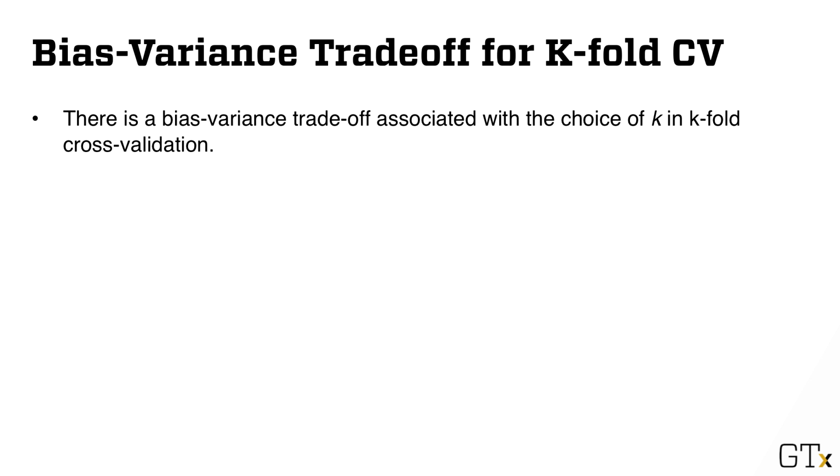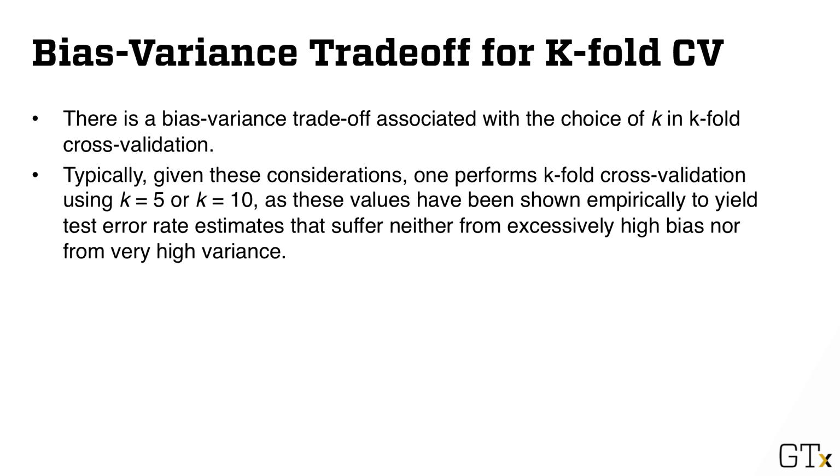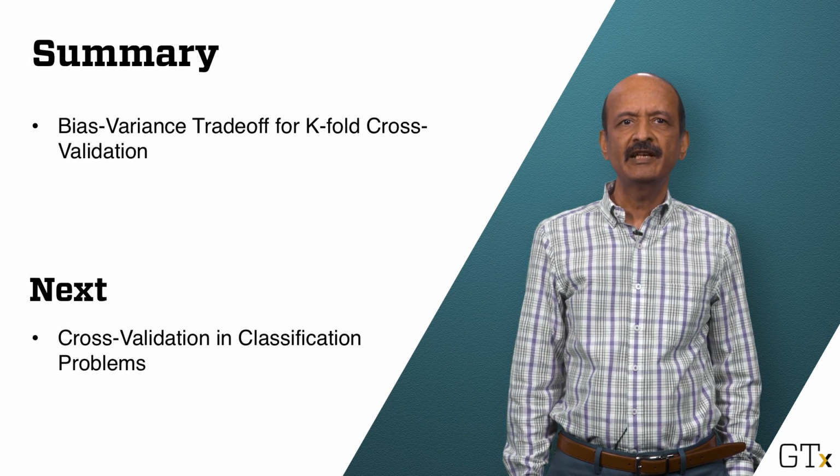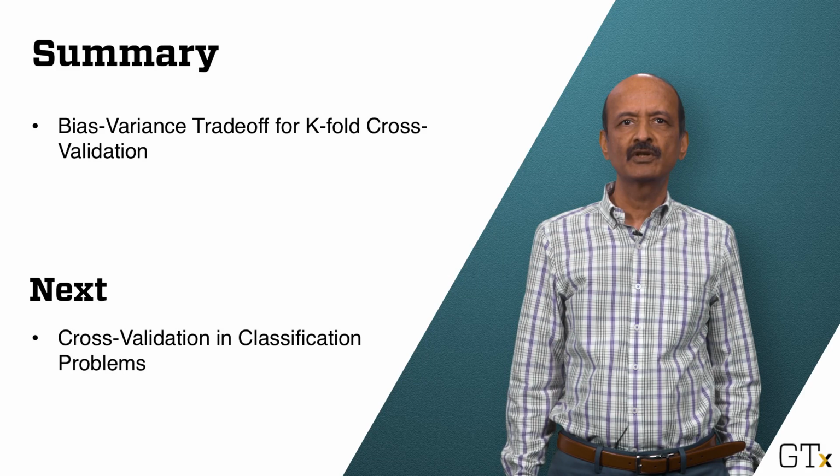There is a bias variance trade-off associated with the choice of k in k-fold cross-validation. Typically, given these considerations, one performs k-fold cross-validation using k equals 5 or k equals 10, as these values for k have been shown empirically to yield test error rate estimates that suffer neither from excessively high bias nor from very high variance. We have studied the k-fold cross-validation approach in this lesson.